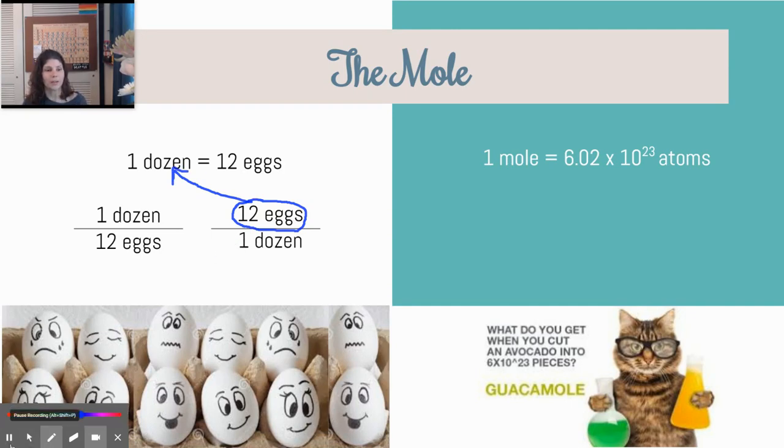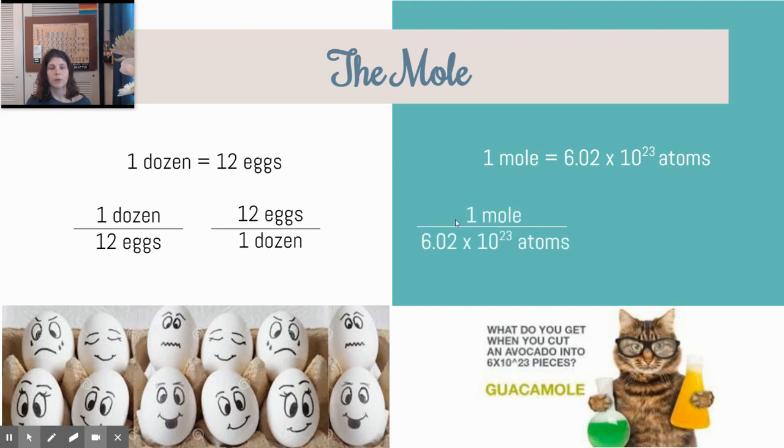Now, likewise with the mole, if 1 mole is 6.02 times 10 to the 23rd, we could write our conversion factor this way, or we could write it this way. And make sure you have these in your guided notes because I'll be looking for them.